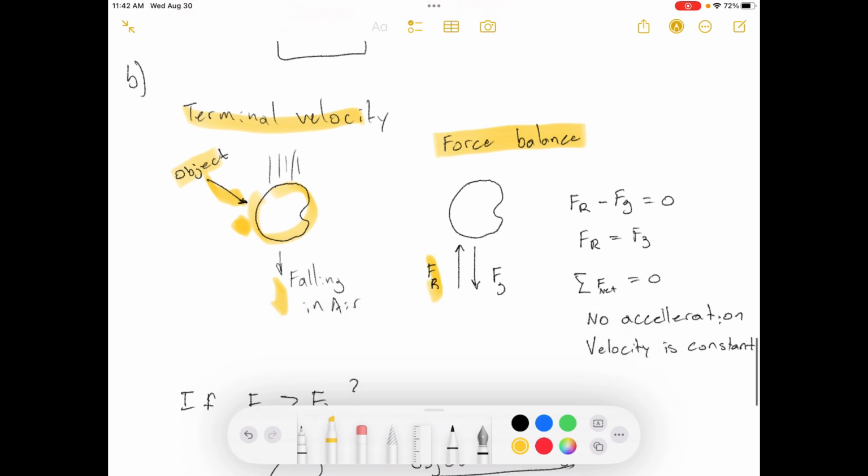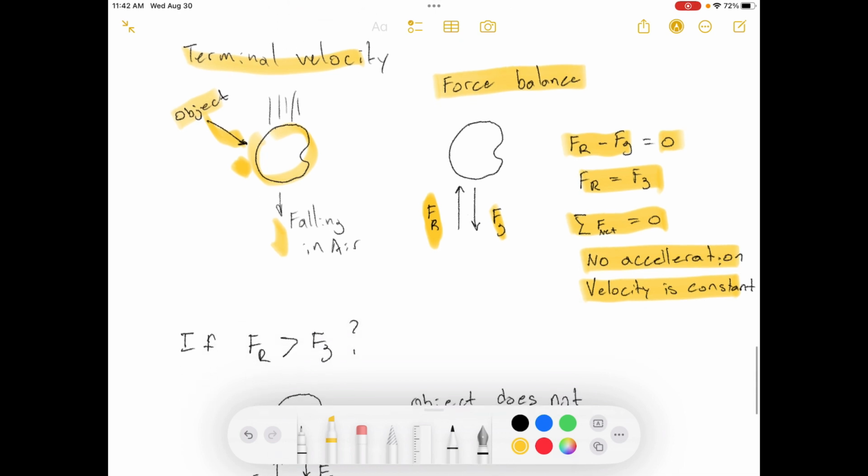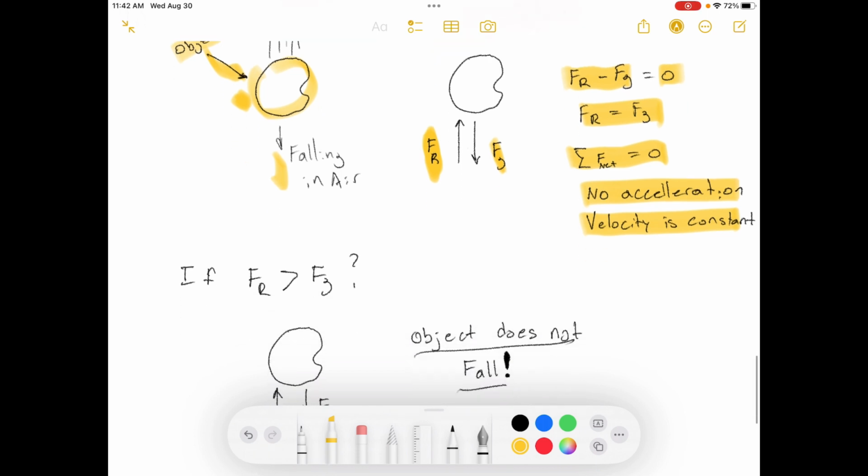That means that the force of resistance, the air resistance, is equal to the force of the gravity pulling it down, equal and opposite. Okay, so that means these two forces completely balance each other out. They're equal to each other. That means the net force is zero, no acceleration, velocity is constant at zero, or constant depending on your frame of reference. It's equal and opposite to how fast the air is flowing around it.